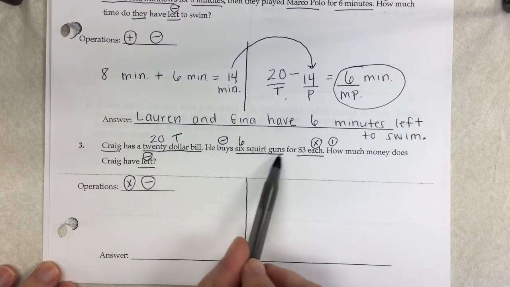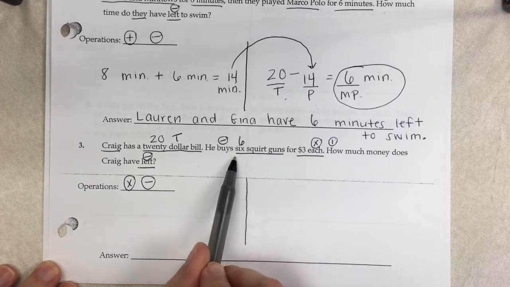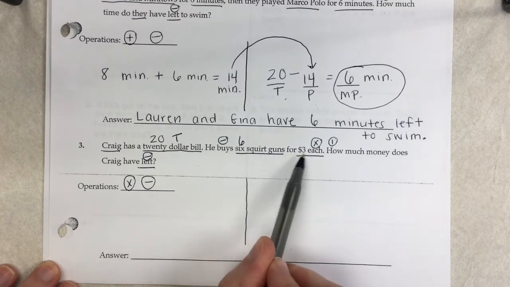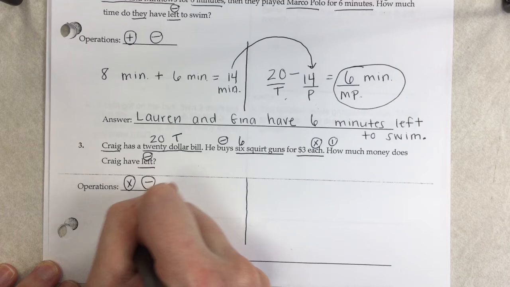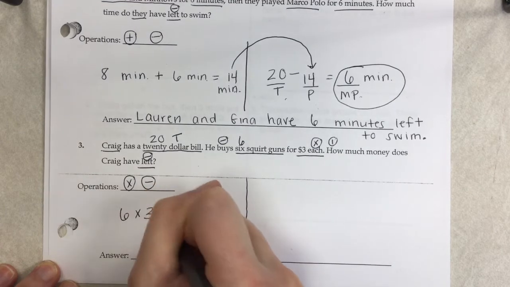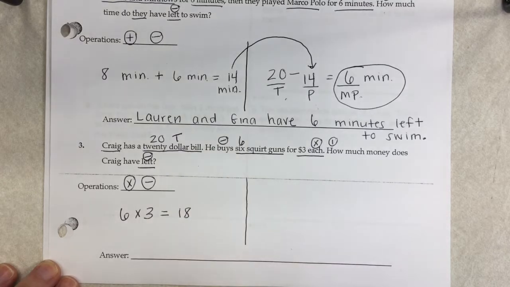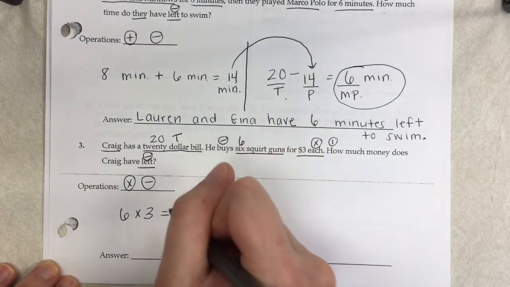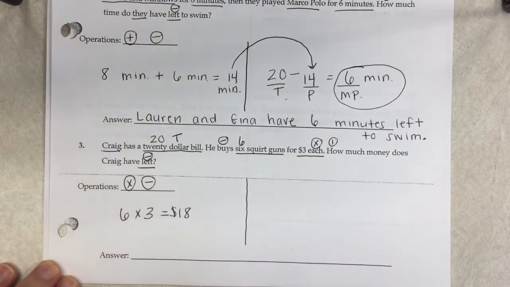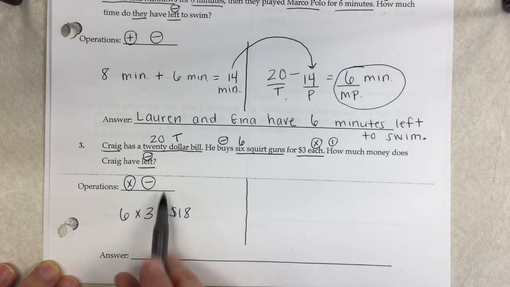I don't know how much he spent without multiplying. So 6 squirt guns for $3 each. I know I'm going to do 6 times 3. That is going to be 18. And that is how much money the squirt guns cost because it's dollars. So I'm going to put a dollar sign here as my label so I know that's money. I'm not going to circle it. That's how much he spent, but I need to find out how much he had left.